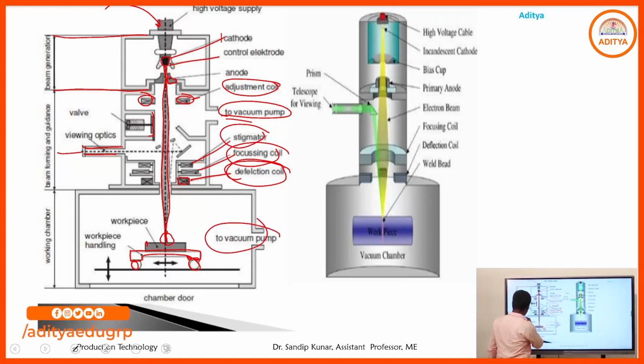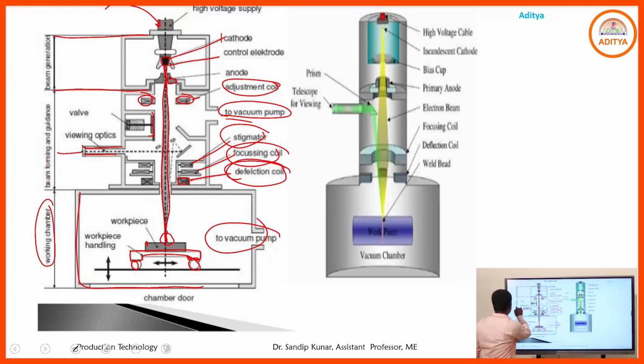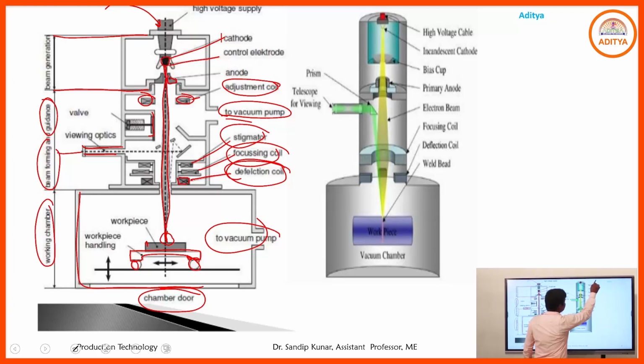In that position we also take the air particles outside. Otherwise, if the electron beams strike the air particles, the velocity of the electron beam will be reduced. So that is the workpiece handling device. That is the working chamber and that is the beam forming and guidance chamber. These are the three units in this particular setup, and that is the chamber door, and that is the 3D view of the electron beam setup.